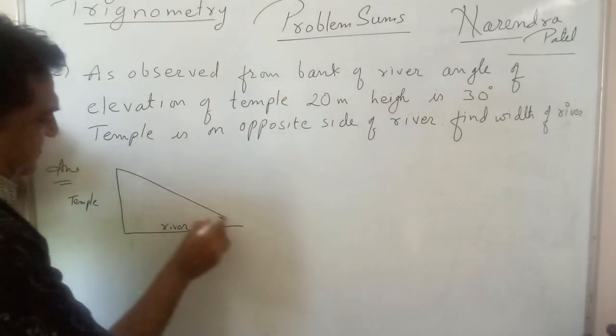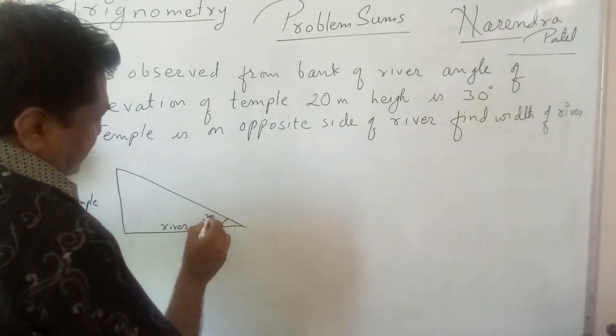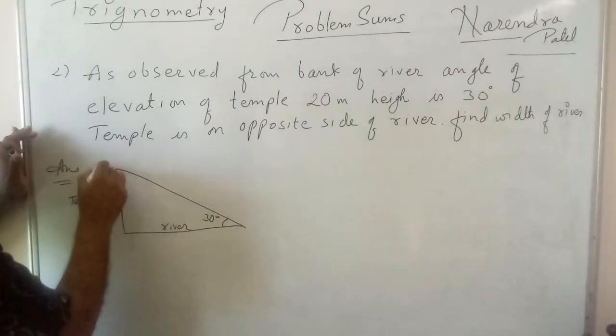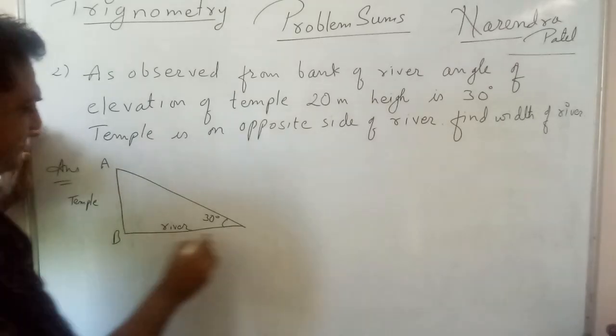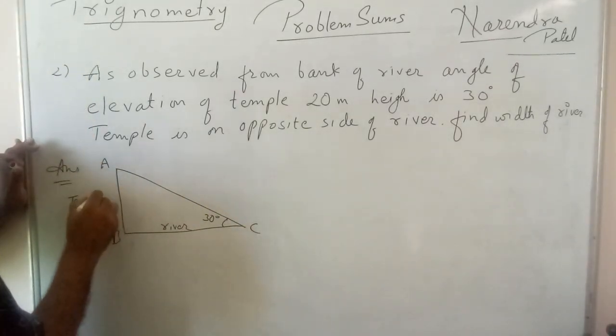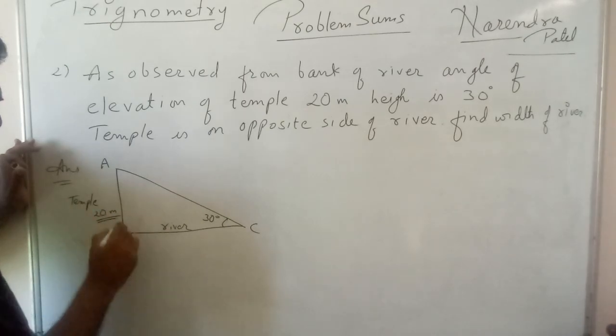And he is watching from here. The angle of elevation is 30 degrees, that is given in the question. The width of the river is not given. Here A, B and C. This is the river, and the height of the temple is given as 20 meters.